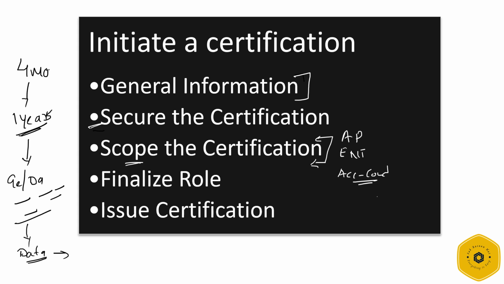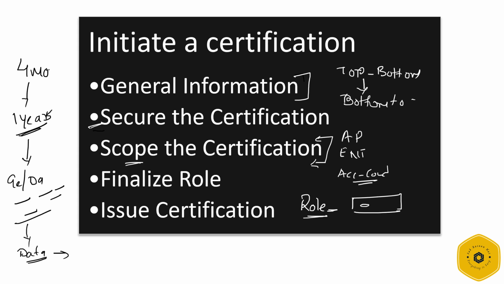Now come to the scope. There are two types of scopes: top to bottom, and bottom to top. What does top to bottom mean? It means to start or initiate the certification for the roles which are already assigned to the users. It means I will select one particular role, and for this particular role, I have to initiate the certification. So this is my top to bottom approach.